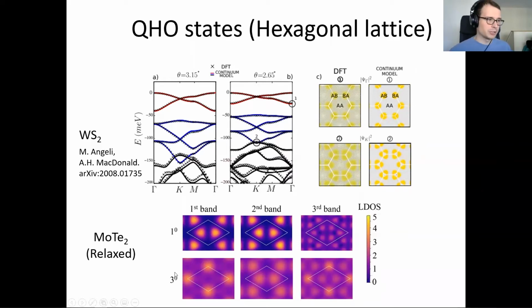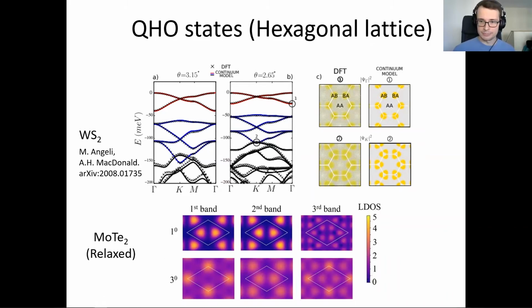However, if we go to 3 degrees and include atomic relaxations, what we find is that no longer does the honeycomb model dominate. There's another potential on the triangular lattice, and now it's dominating. So the lowest band for 3 degrees is actually on the triangular lattice. The second highest band is on the honeycomb lattice, and the third highest band is some superposition of the 2. And so you can see that these potentials are competing with each other, and their competition depends on the twist angle.